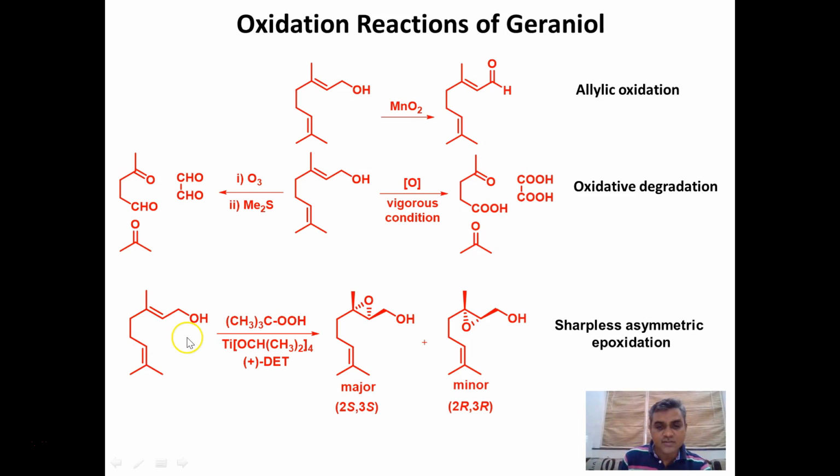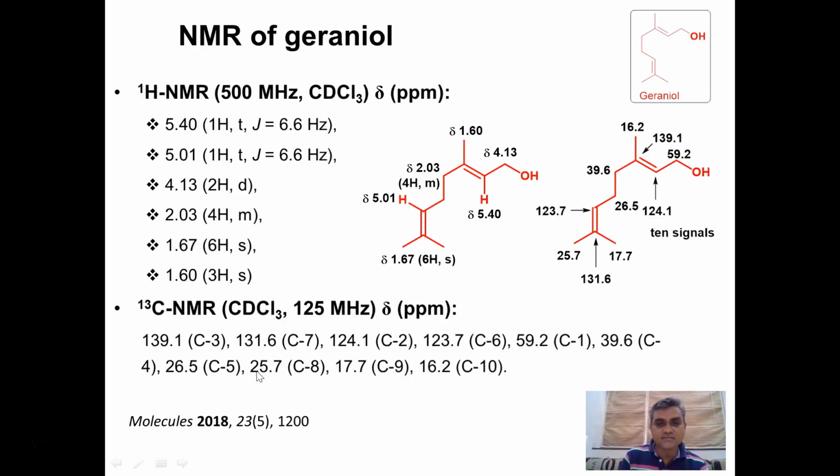That's geraniol. Here we get again two enantiomers, and one is major over the other because of the presence of plus diethyl tartrate. Now the last slide is related to the NMR data of the geraniol molecule. If you record the NMR of geraniol, how many signals do we get? 1, 2, 3, 4, 5, 6, 7, 8 and 9.